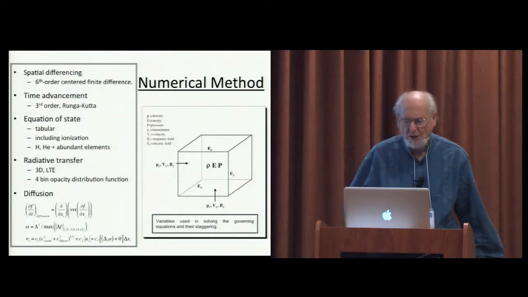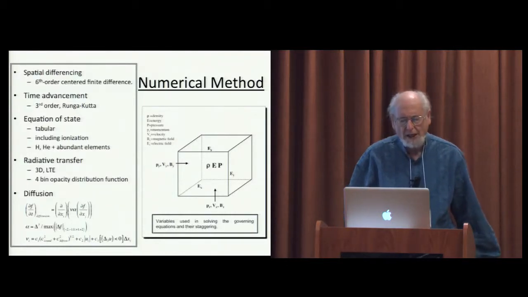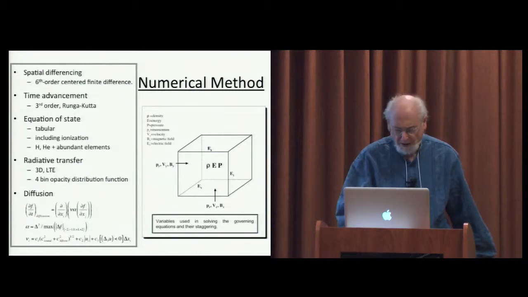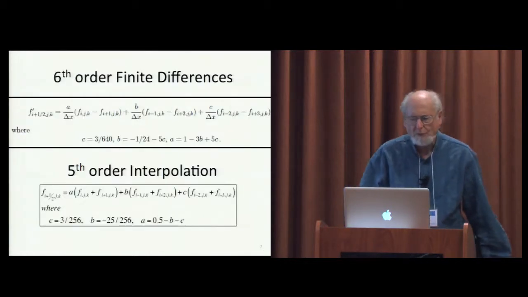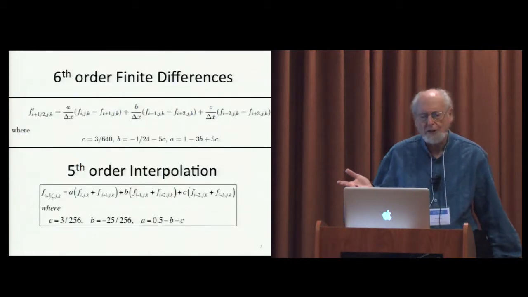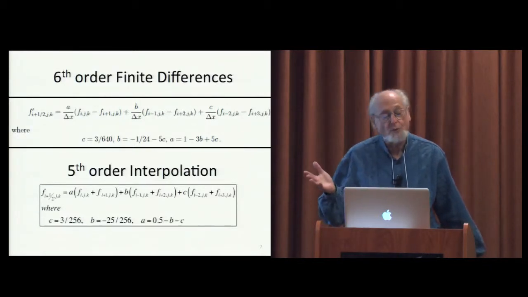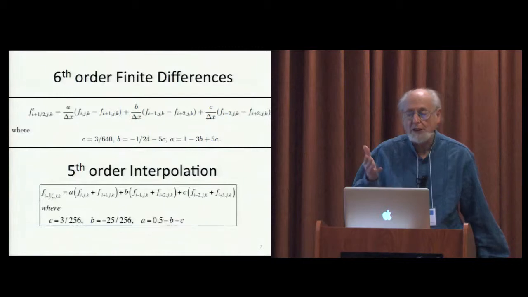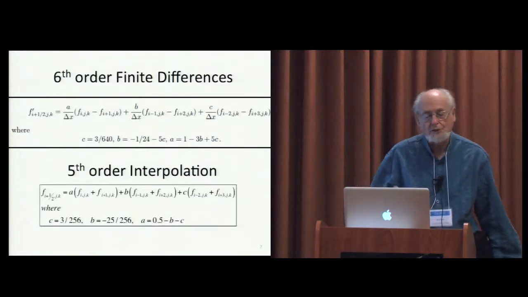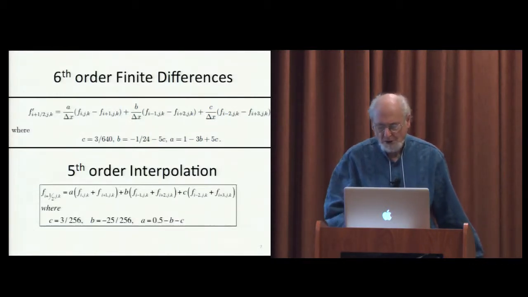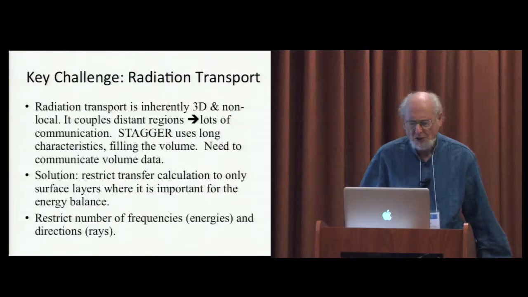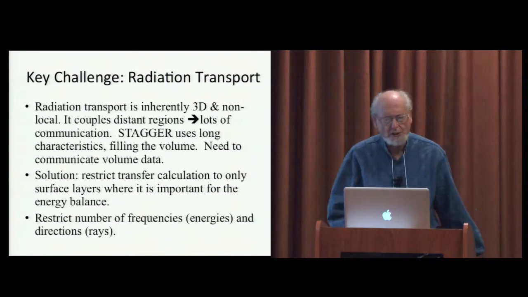And we're working on a staggered grid, so we have to use 5th order interpolation. So we have the 6th order interpolations and the 6th order finite differences, 5th order interpolations. We work in index space, then using the Jacobian of the transformation back into physical space. And the main challenge is the radiation transfer.